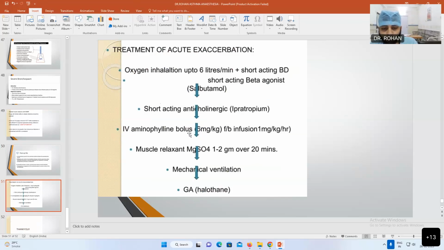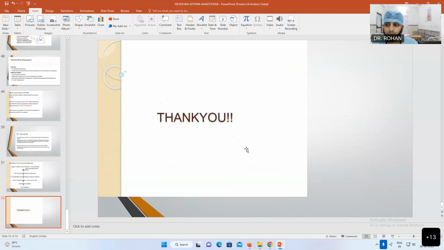If the patient has not yet settled, we can give IV hydrocortisone 100 mg, and lastly we can also try magnesium sulfate 1 to 2 gram over 20 minutes. And if the patient is still unresponsive to the treatment, we can consider mechanical ventilation and intubate him. Thank you.